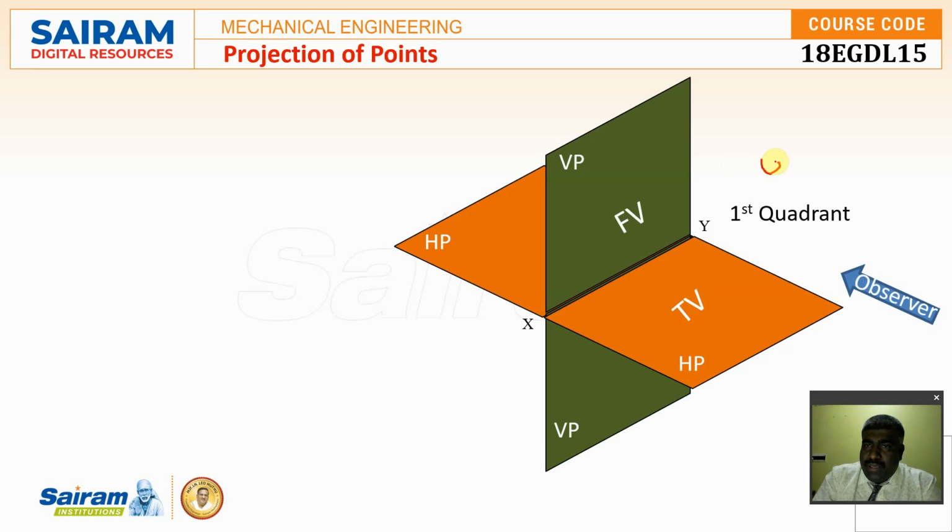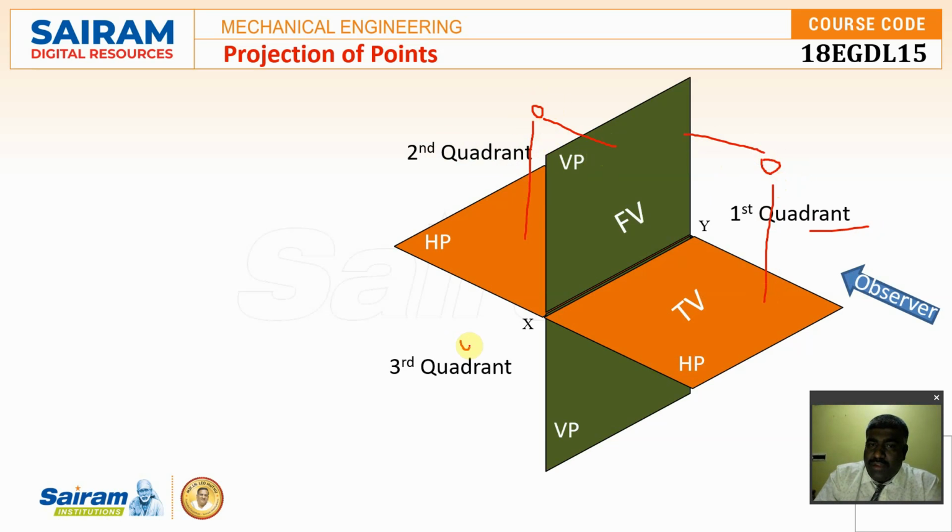If I keep an object over here, which is in front of VP and above HP, then I term that the first quadrant. If I keep the object over here, which is behind VP with respect to the observer and above HP, I term that the second quadrant. Coming to the third quadrant, if I keep the object over here, whenever the object is below HP and behind VP, we term that the third quadrant. If I take the object over here, which is below HP and in front of VP, then we know that the object is in the fourth quadrant.